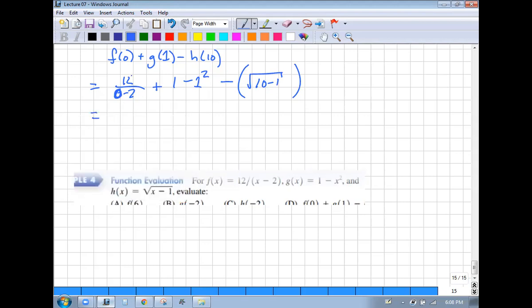So we got 12 over minus 2, that's a negative 6, minus 1 squared, 1. Square root of 10 minus 1 is the square root of 9. So negative 6 plus 1 would be a negative 4. The square root of 9 is 3, so we get negative 7. All right, evaluating functions: just replace the input with whatever that number is.